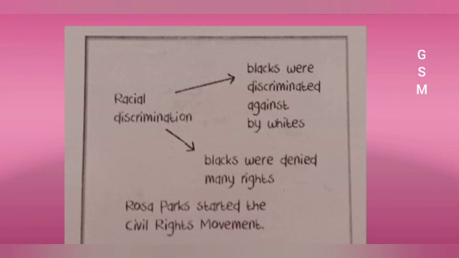Students, next you learn racial discrimination. I am asking some questions, students. Number 1, who is being discriminated against? By whom? How? Did you know, students? Yes, correct. The blacks were discriminated against by whites. Blacks were denied many rights. So, this is the discrimination of blacks and whites in society.